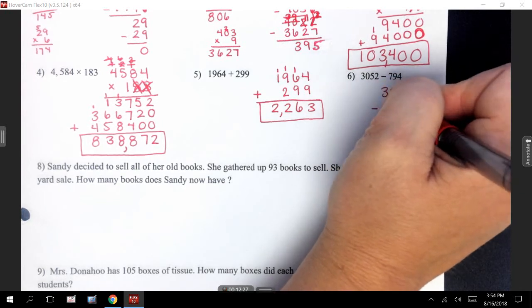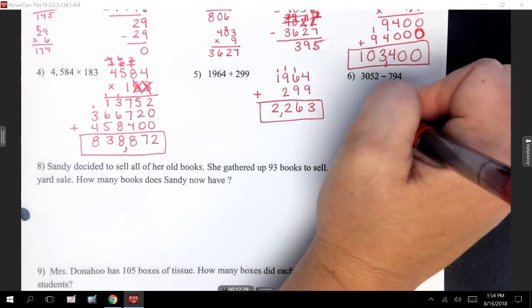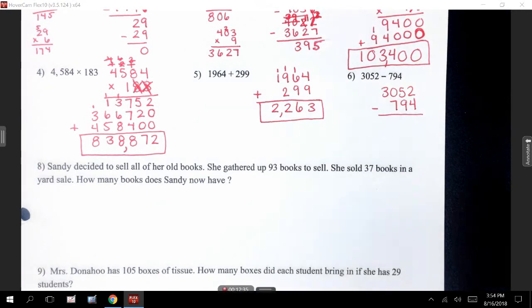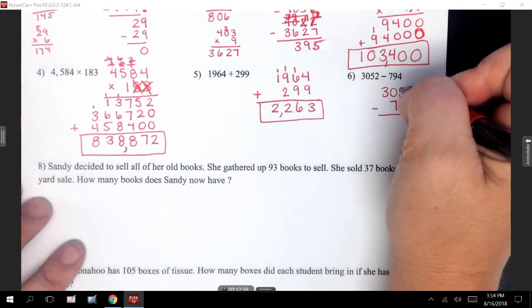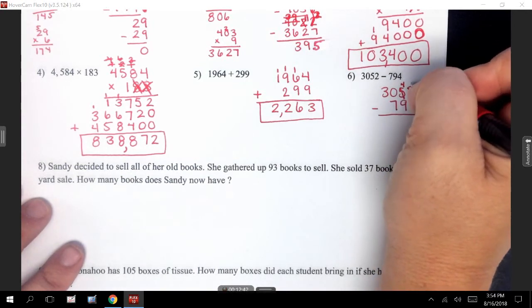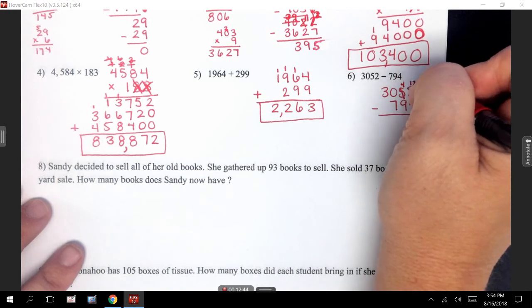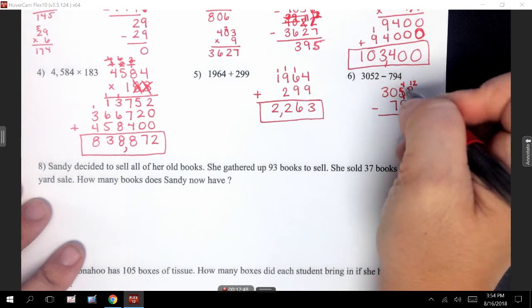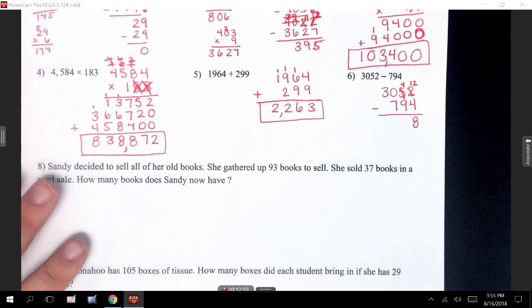All right, 3,052 minus 794. All right, subtracting. Yay, we get to borrow because I can't do 2 minus 4. So I'm going to borrow from 5, which makes it a 4. And that 1 that I'm taking away is going to the 2 to make it 12. 12 minus 4 should give me 8. 4 minus 9, I can't do that, so I'm going to borrow again.